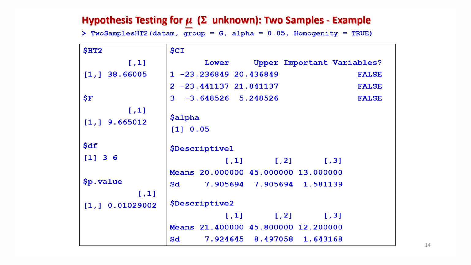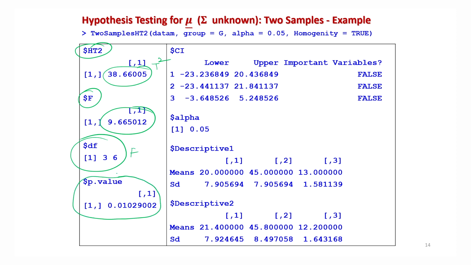So if you try to see here, this is the value ht2. This is the value of the Hotelling t-square statistic which we have defined earlier. This is the value of the F statistic, and this is the degrees of freedom of the F statistic. The p-value is here like this, 0.01, right?